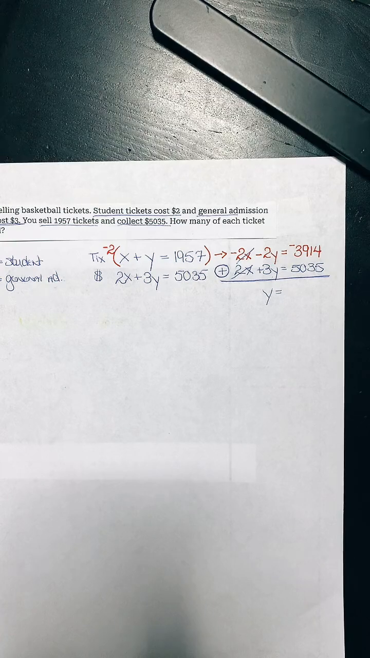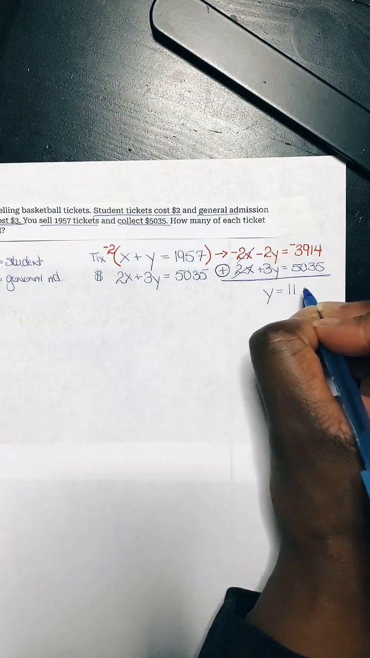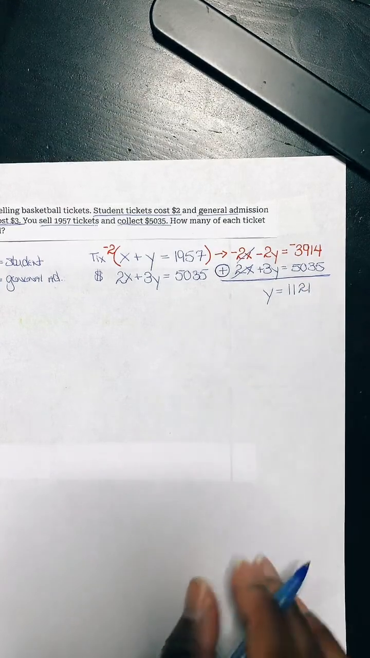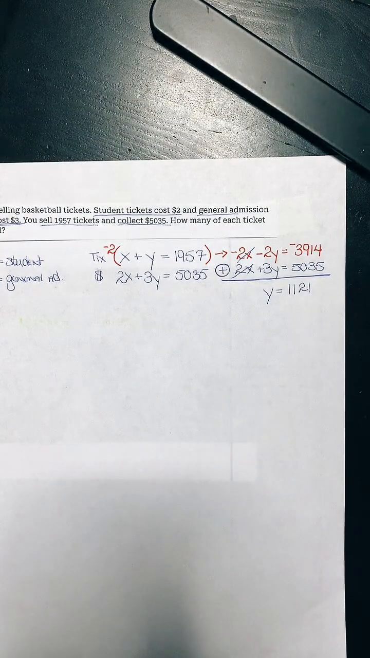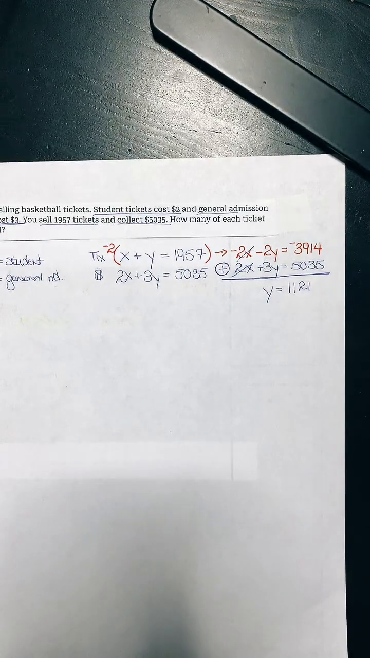Yes. So we want to add both equations. Will the answer turn out the same whether you start with the x or y? It will eventually turn out the same, yes, for the x's and y's. So a positive 1,121. Okay. What does that mean? Because we got y equals 1,121.